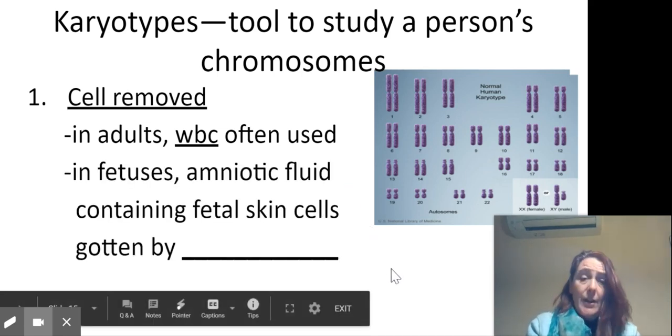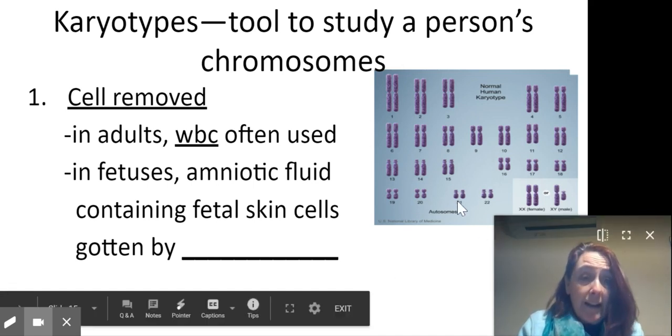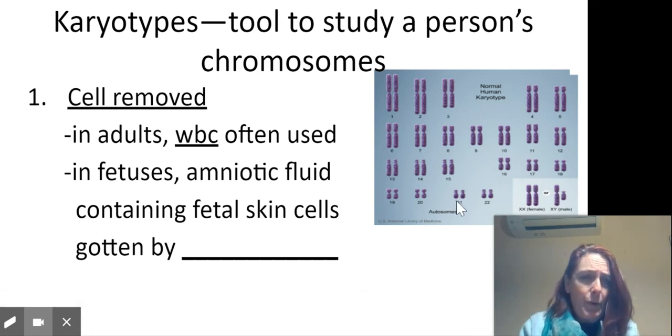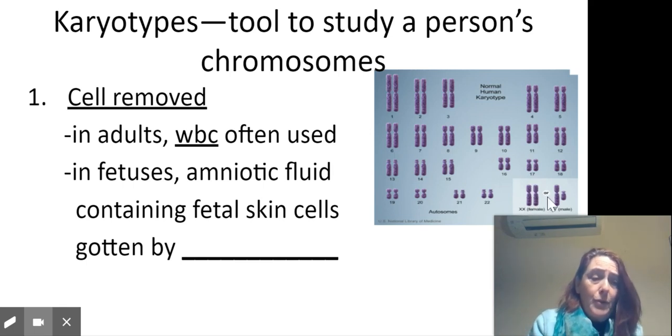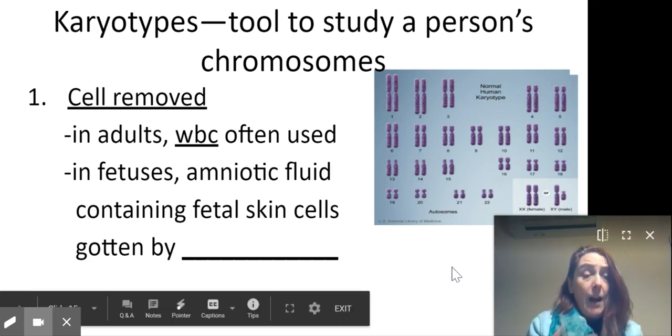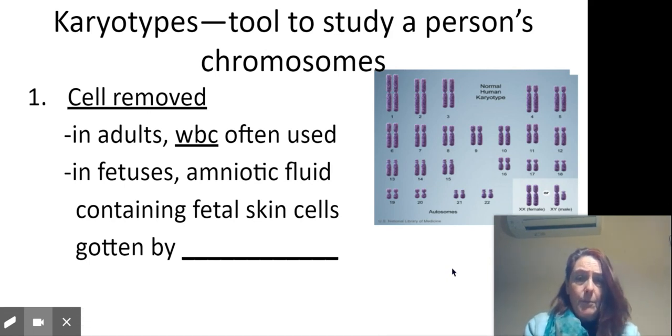Now, in fetuses, we may want to see their karyotype. We might want to see if they have an extra number 21. If they have an extra number 21, that's Down syndrome. We want to know if maybe they have trisomy 13. It's another disorder. Maybe they only have one X chromosome and no other X chromosome, or maybe they're XXY. So there's lots of different things that could possibly be chromosomal mutations, that is, things that are wrong with the chromosomes. And we might want to know that before the baby is born.